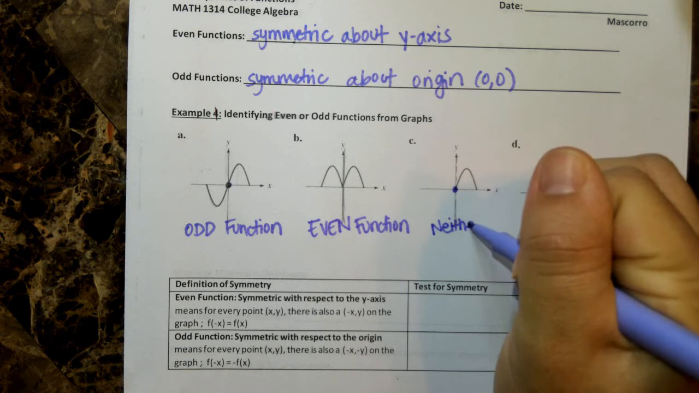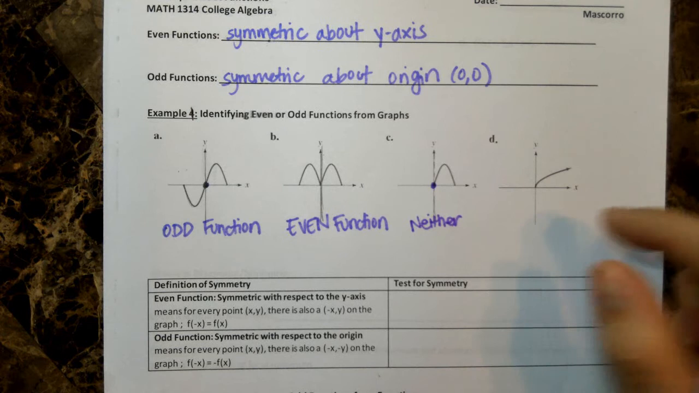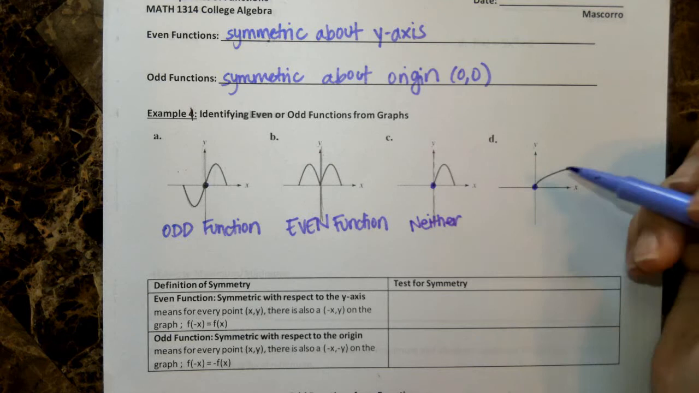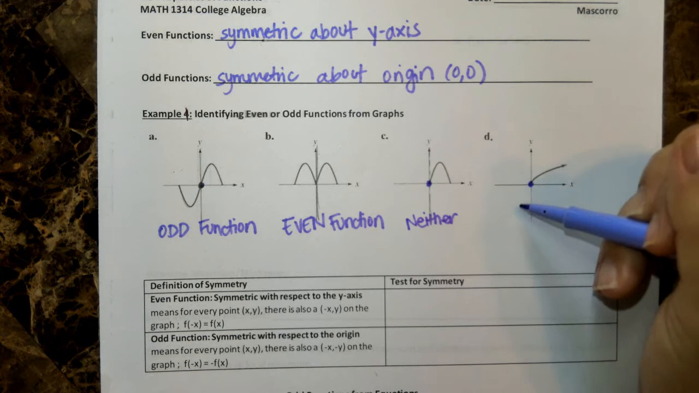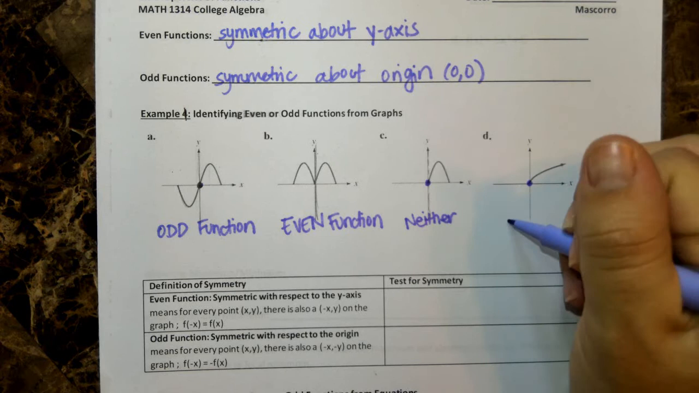And same thing for this last graph. If you look on the left side of the y-axis, there is no part of the graph. And if you look on the bottom side quadrant, there is no part of the graph there, so there's really nothing to reflect. But we do have this single part. So this one as well would be neither even nor odd.